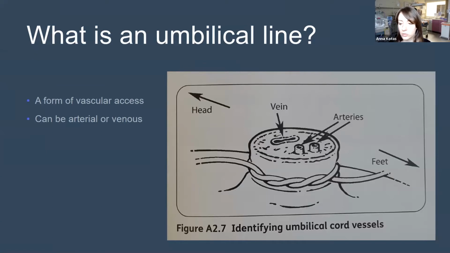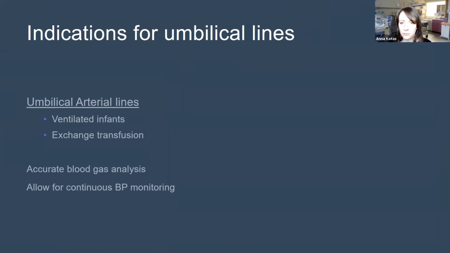So why might we want to undertake this procedure? Well, there are a few indications. For an umbilical artery, you may want to get access if the baby is ventilated, and this will allow you to take regular blood samples for a blood gas analysis, which is important to be able to titrate the ventilation settings accurately. You can obviously use a capillary sample, but given how frequently the samples need to be taken, it won't be long before the heels become very traumatized from repeated lacerations with the lancet.